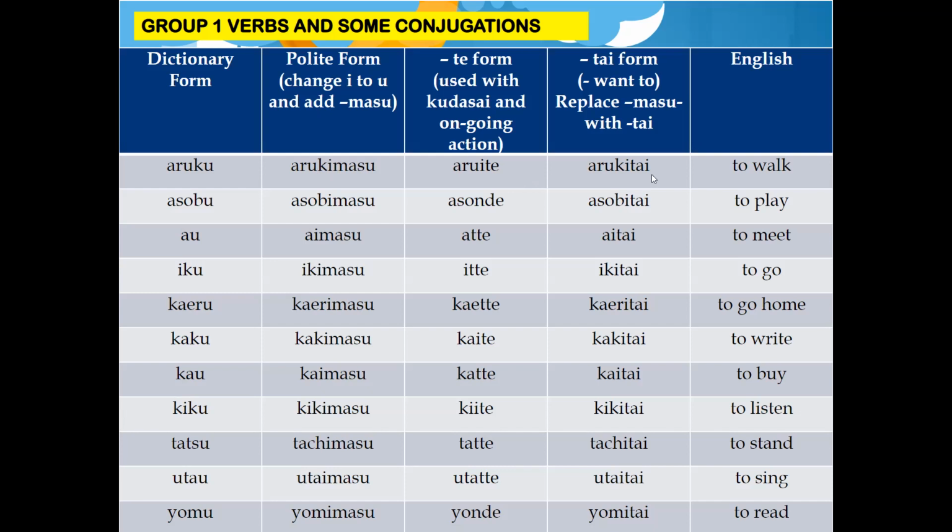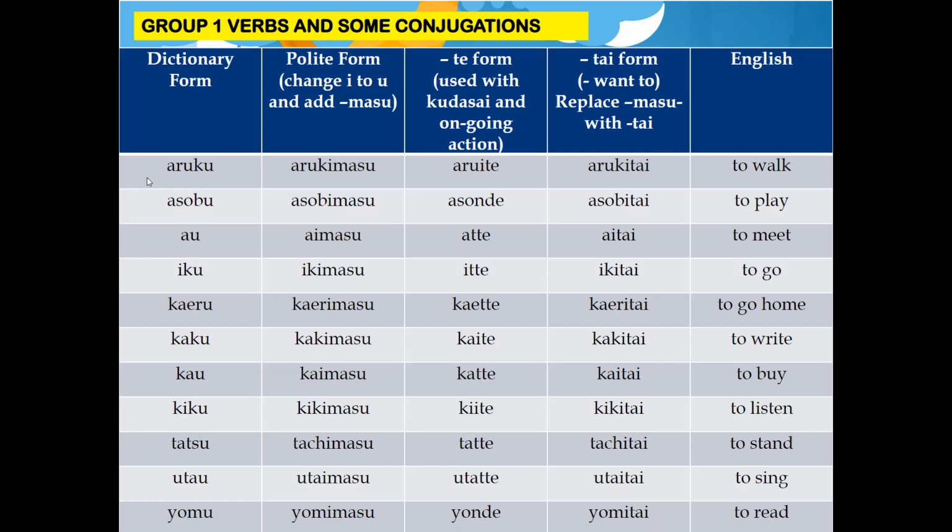It's very easy because you need to have its conjugation based on the MASU form. And basically, the tai form means want to. Let us say, for example, I want to walk: arukitai. I want to walk with you: issho ni arukitai desu. So, tai means want to. So, let us have the examples.